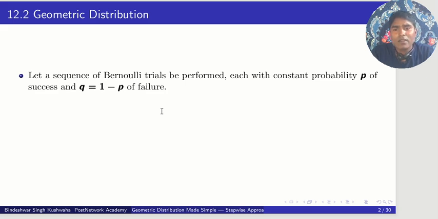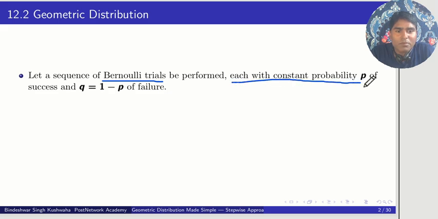Let there be a sequence of Bernoulli trials, and you know what a Bernoulli trial is, in which there are two kinds of results, success or failure, each with constant probability. So here, a sequence of Bernoulli trials, each with constant probability P of success and Q, which is 1 minus P, of failure, as I have explained.